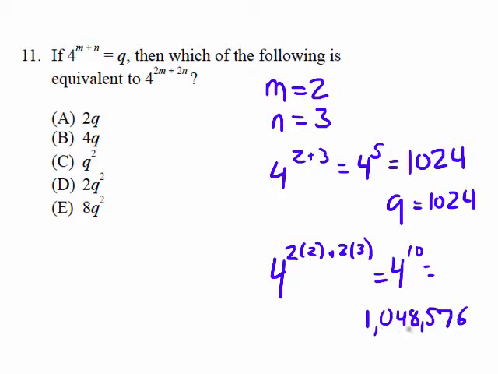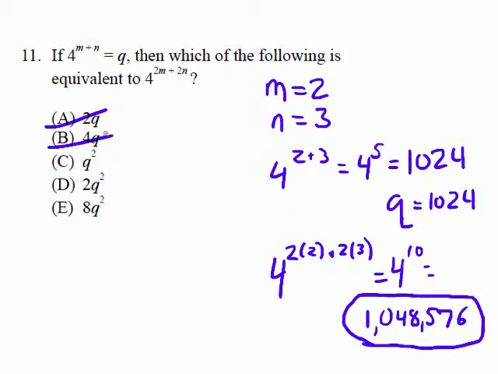Okay, so we're looking for an answer choice that gives us 1,048,576 when we plug in 1024 for Q. So 2Q, no, that's not even going to be close. 4Q will also not be close. You can kind of tell just from looking at it that you need to be in the millions, so doubling something in the thousands isn't going to get you there, nor is multiplying by 4. But if we square it, well, maybe we're getting somewhere.